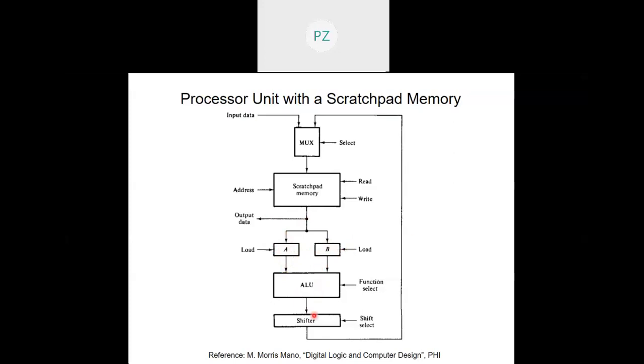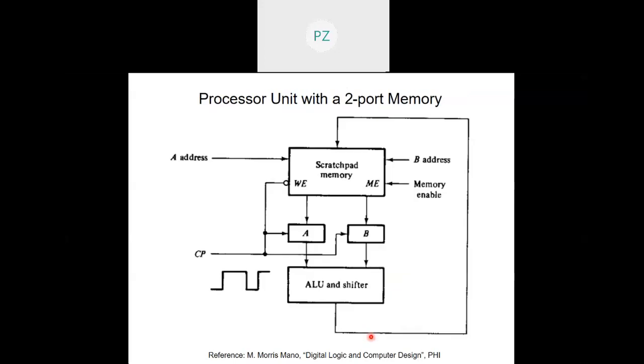Now this ALU will accept, and the rest of the thing remain the same, the function select, the shift select, and all. Now processor unit with a 2-port memory, right? Over here I have shown a block containing ALU and shifter together. I can always show it as separate blocks, but I've just combined them at the block level, and I've shown them as ALU and shifter. Correspondingly, I'll have more select lines here, ALU plus shifter select lines here.